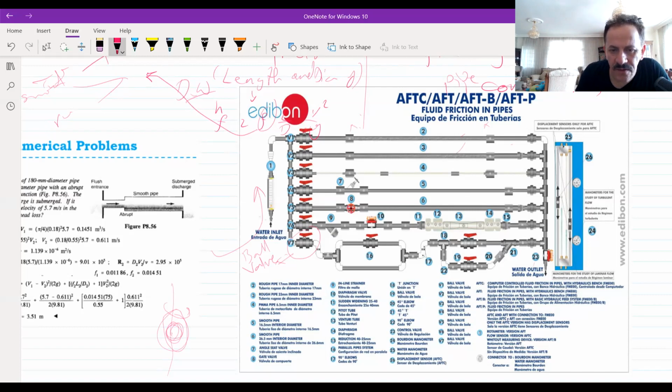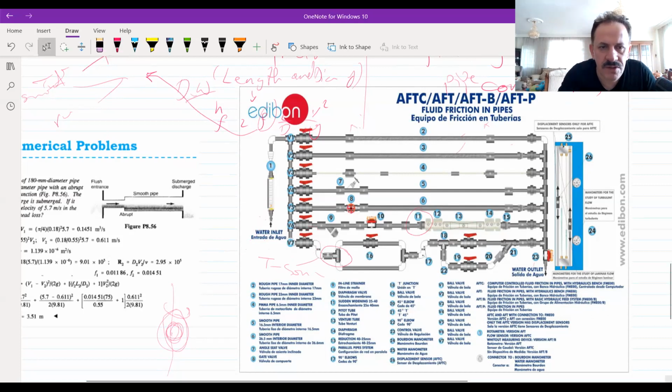Now, we also have other fittings. For example, we have this kind of fitting called an elbow. This elbow also makes a kind of head loss. We also have a T, this is called a T connection. And also we have, just look closer.